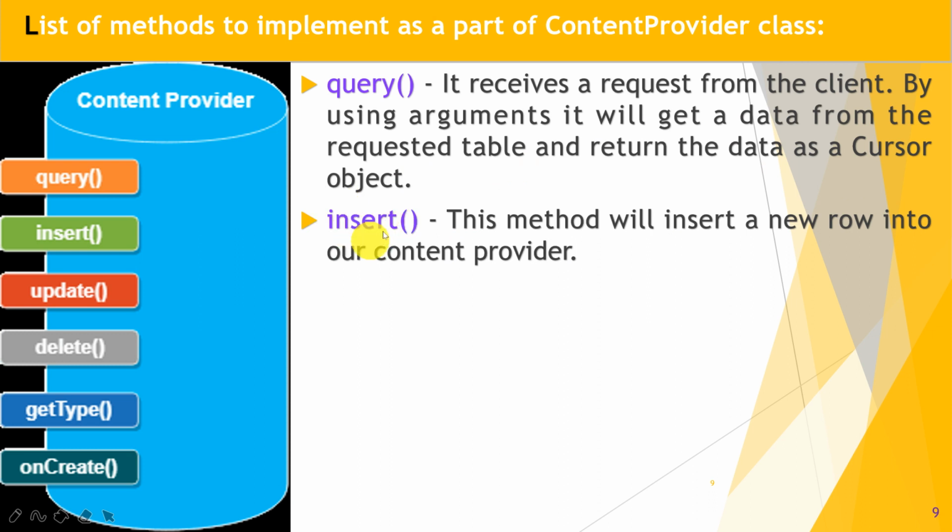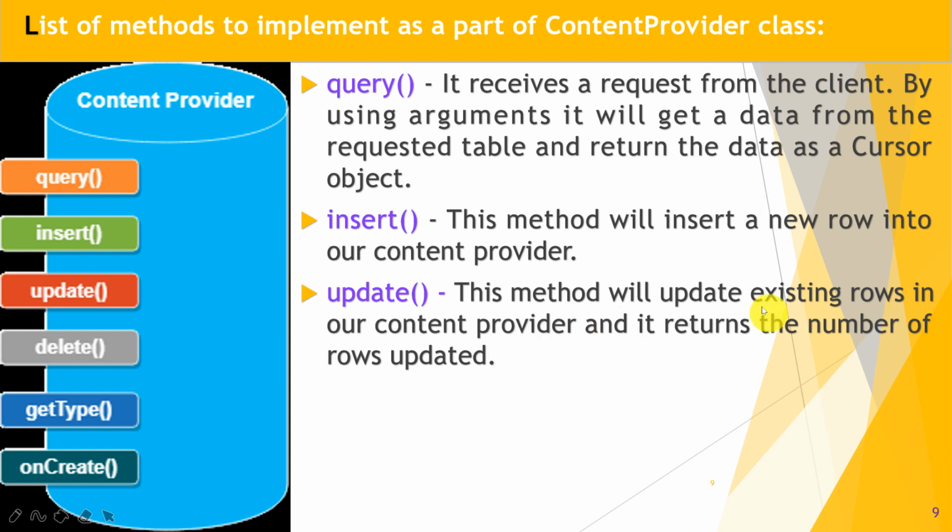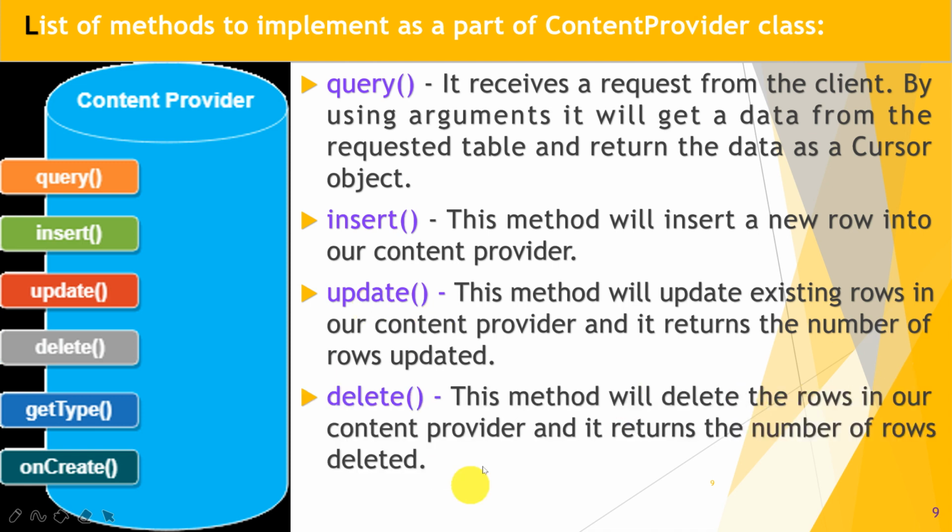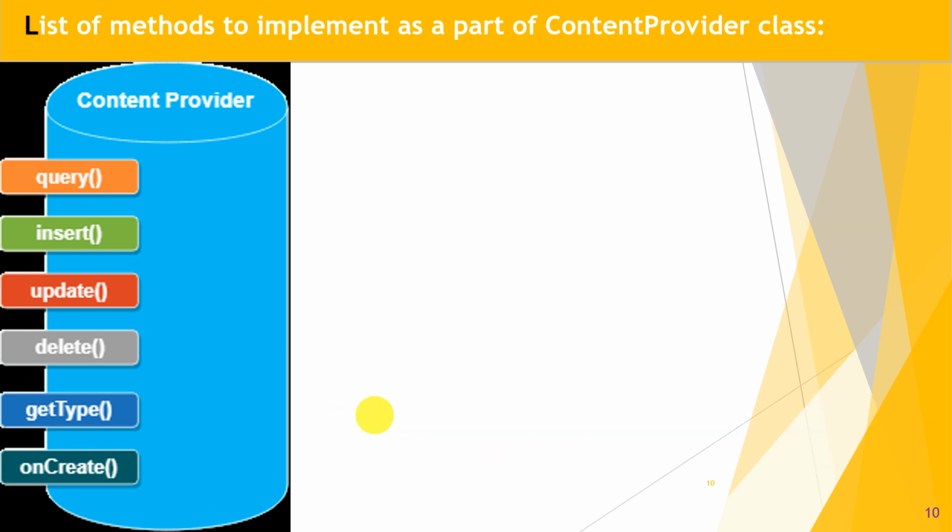Second method, that is insert. This method will insert a new row into our content provider. The update method updates existing rows in our content provider and it will return the number of rows updated. So the return type of the update method is int. So it returns the number of rows updated. Next is delete. This method will delete the rows in our content provider and it will also return the number of rows deleted. So the return type of delete is also int. Great.